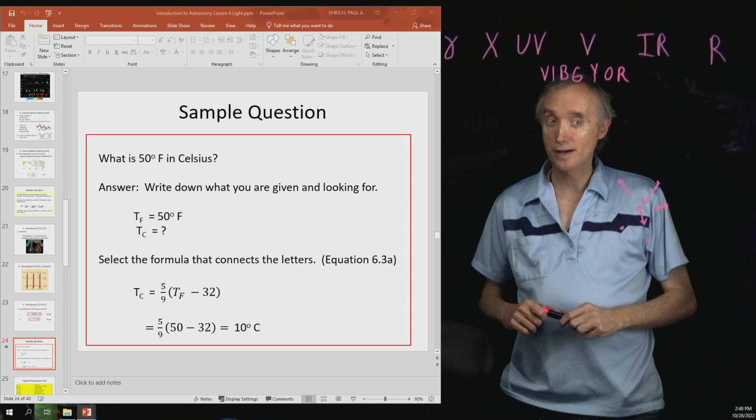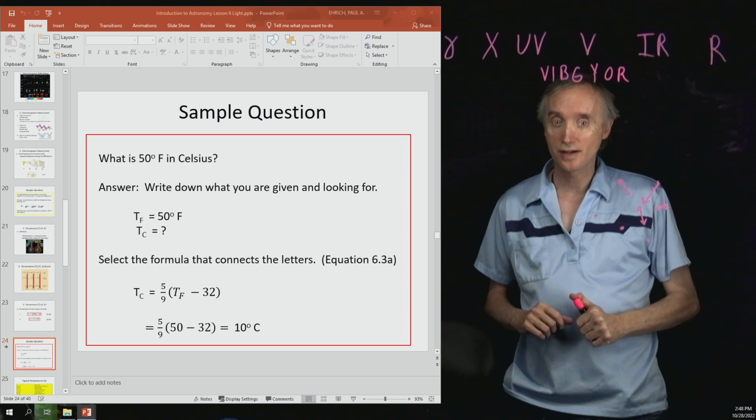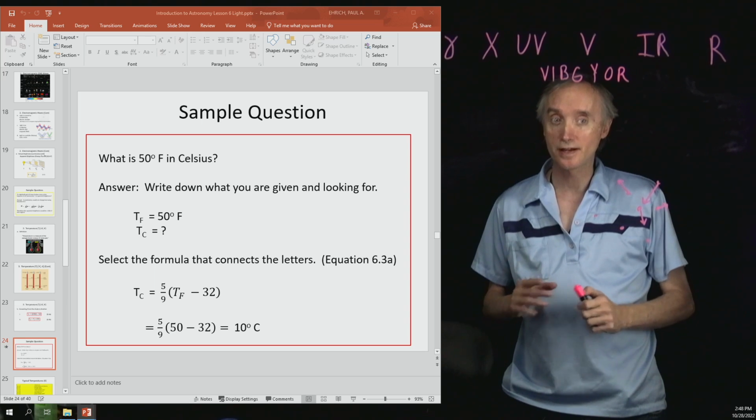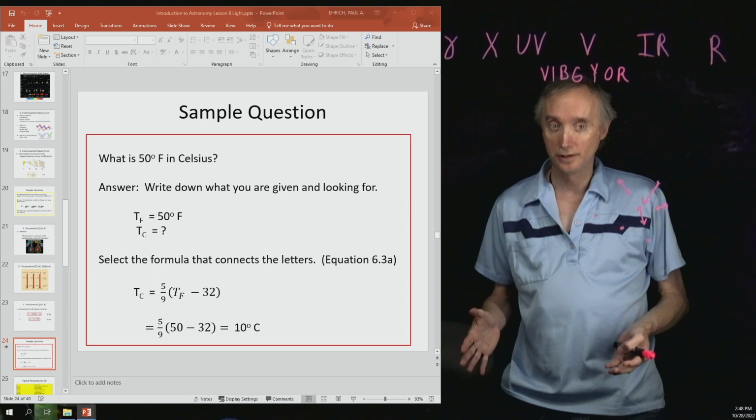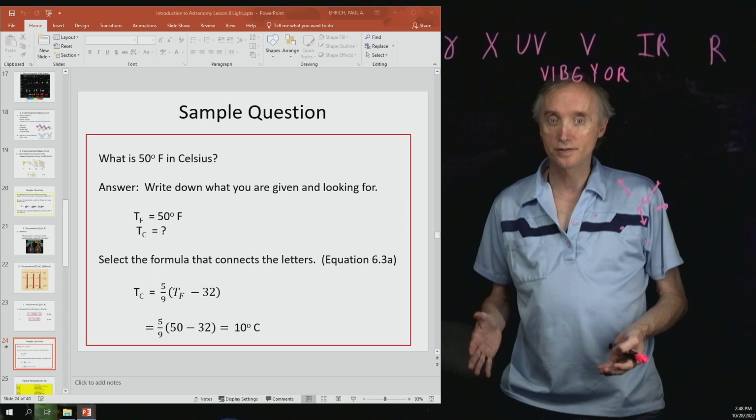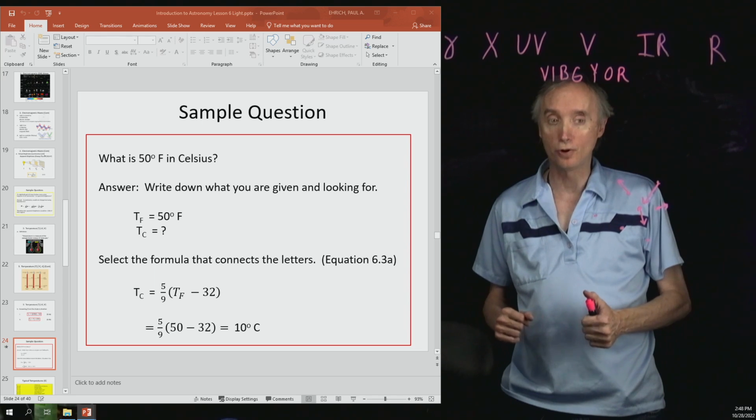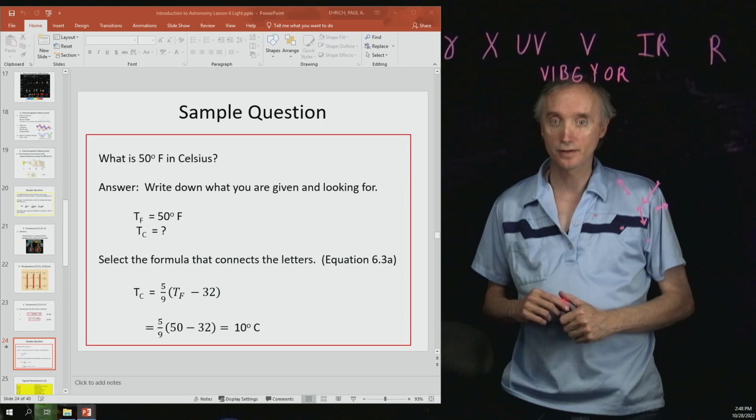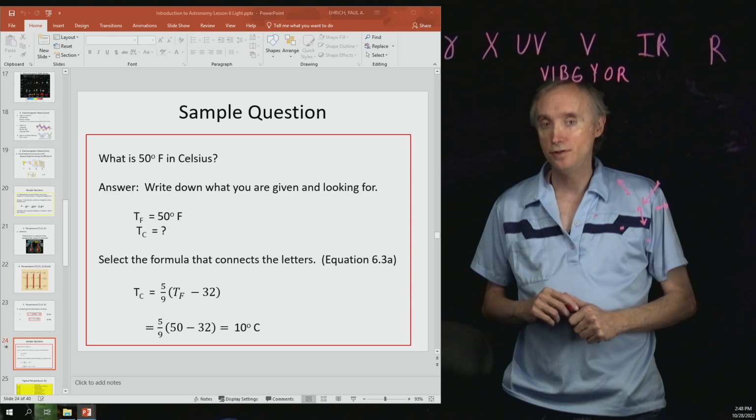Don't forget to put on your unit. So if you're doing this on my test and you forget to put the unit on there, I'm going to take off a half a point out of 5. So not enough to kill you, but it is going to be enough to make you very annoyed at me that I'm doing stuff like that. So remember to put the units on the end of it.